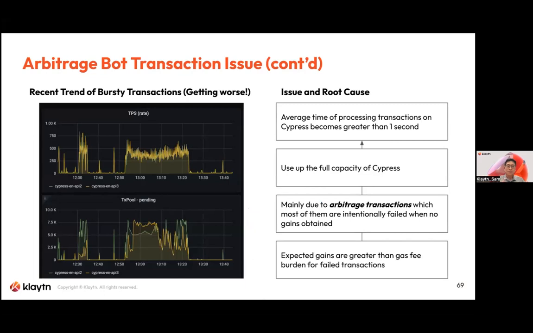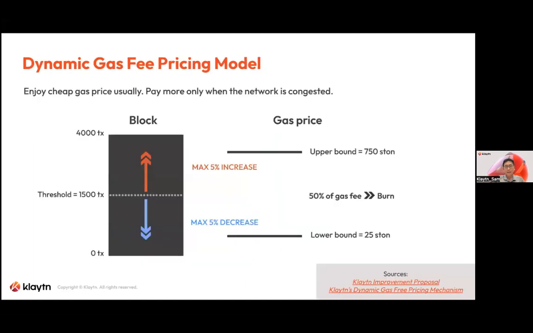We analyzed a lot, and we had a lot of discussion to come up with the idea, and finally we implemented this dynamic gas fee pricing model. Basically, in normal cases, the gas fee is very cheap, but if there is a burst, a steep increase of transactions in the network, then the base gas price is increased. We have an upper bound and a lower bound, and this dynamic gas fee adjustment is done automatically based on the network situation.